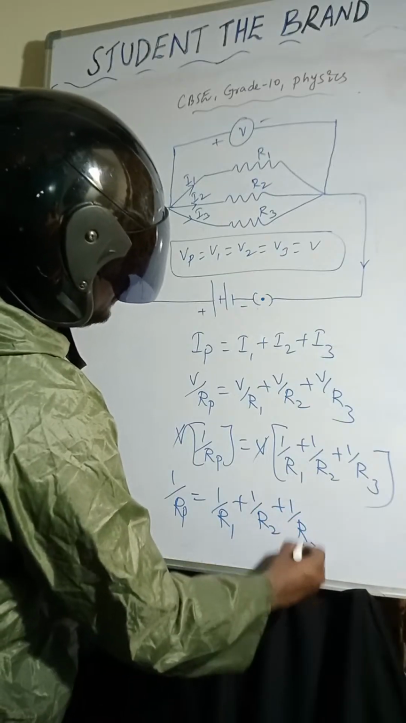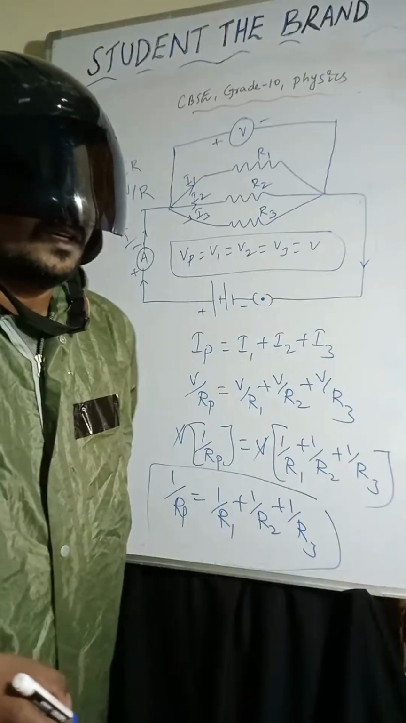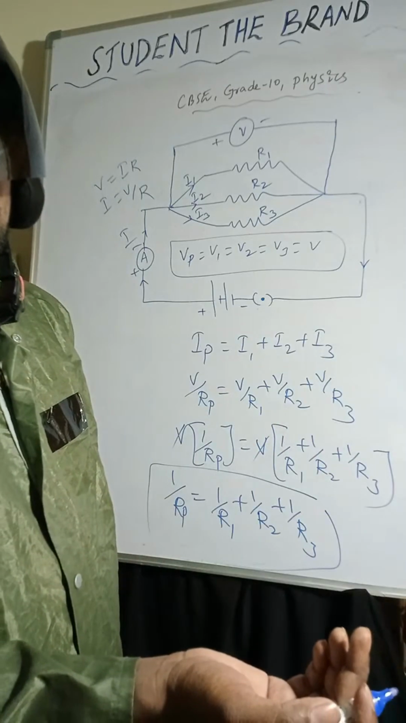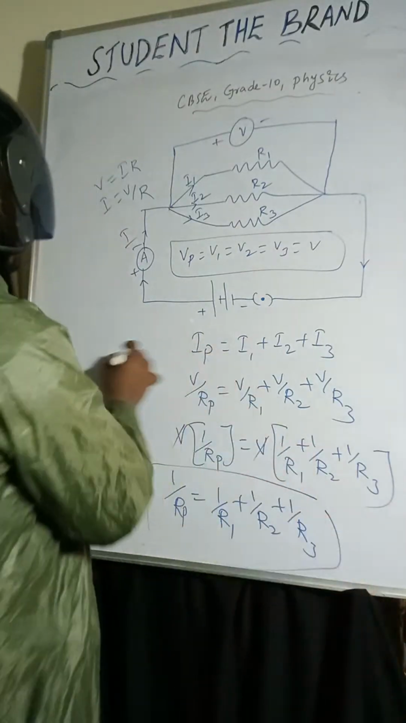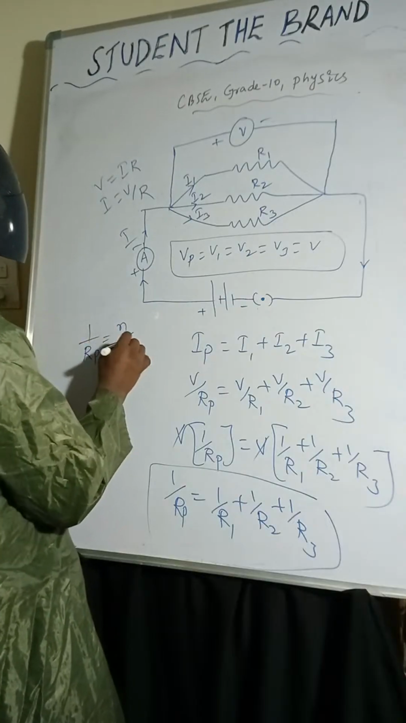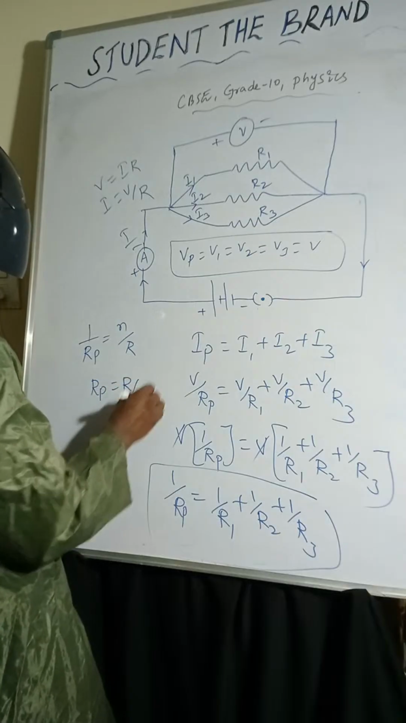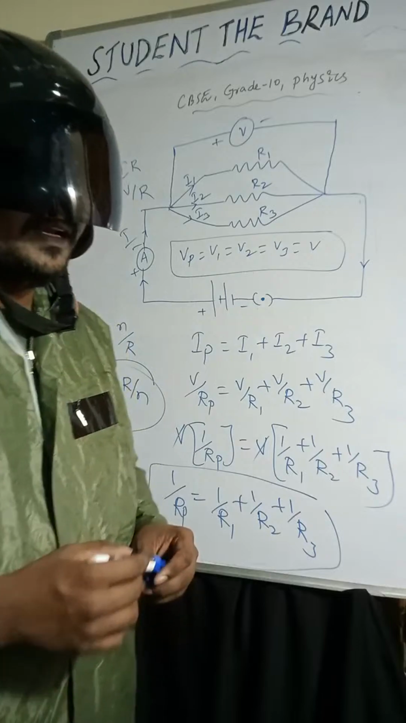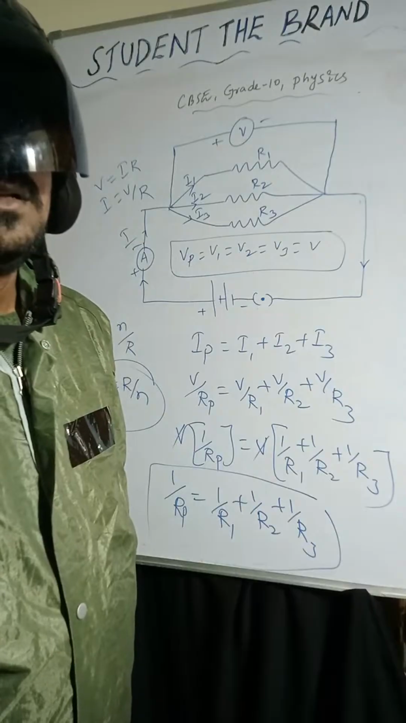I hope it is very clear. When resistors are connected in parallel combination, this is the answer. If n number of resistors are connected in parallel combination, then 1 by Rp equals n by R, so Rp equals R by n. That is the answer, right? Check once. Is it clear? Do you have any doubt? Let me know.